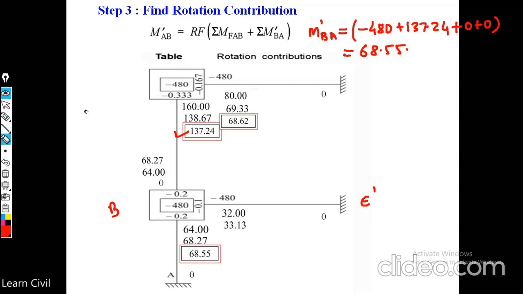Next we have to find out the rotation contribution for member BE dash. The value will be the same, only we have to change the rotation factor, that is minus 0.1, and we get the value of M dash BE dash is equal to 34.28. Just write down this value here.